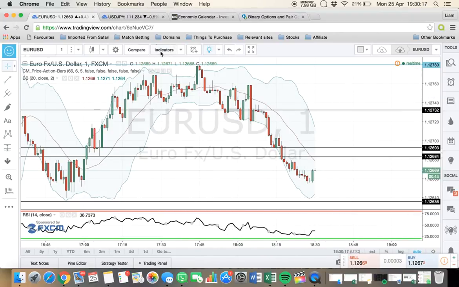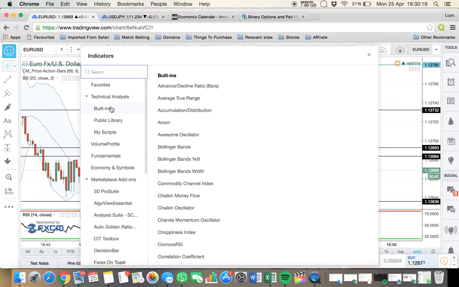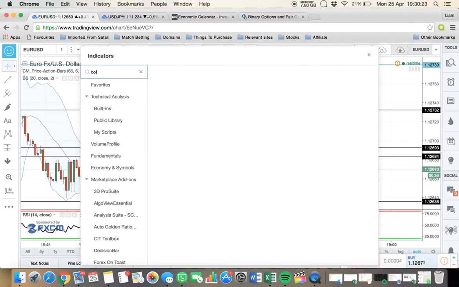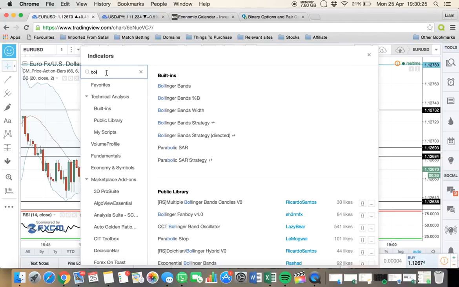And just to tell you how to put the Bollinger Bands on, I don't think I told you that bit. Again, built-ins, just type in Bol and it brings it up there. Okay, so you click on that. As I say, keep the settings as they are. You don't need to mess around with the settings.